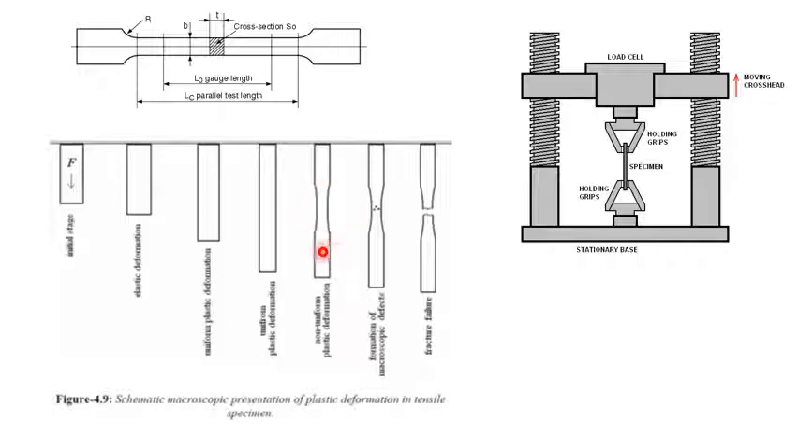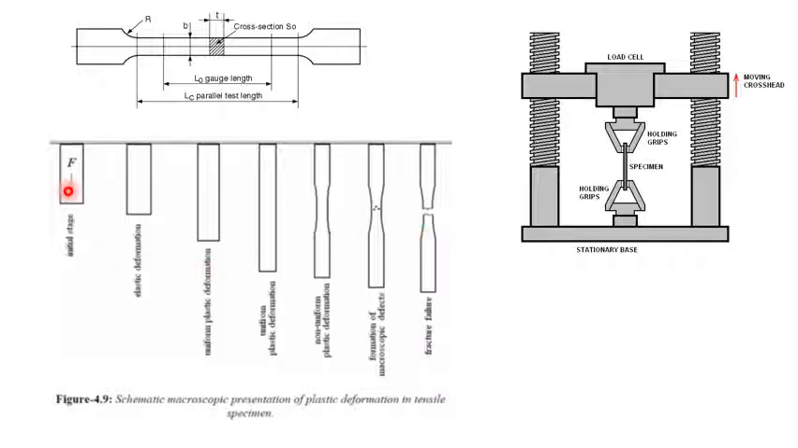Once again, after that point, if you are going to increase the load, you can see there is a formation of small micro cracks at a particular area. Once you increase the load again, these cracks will unite together in order to form a bigger crack. These micro cracks will grow into macro cracks and the failure of the material will take place.